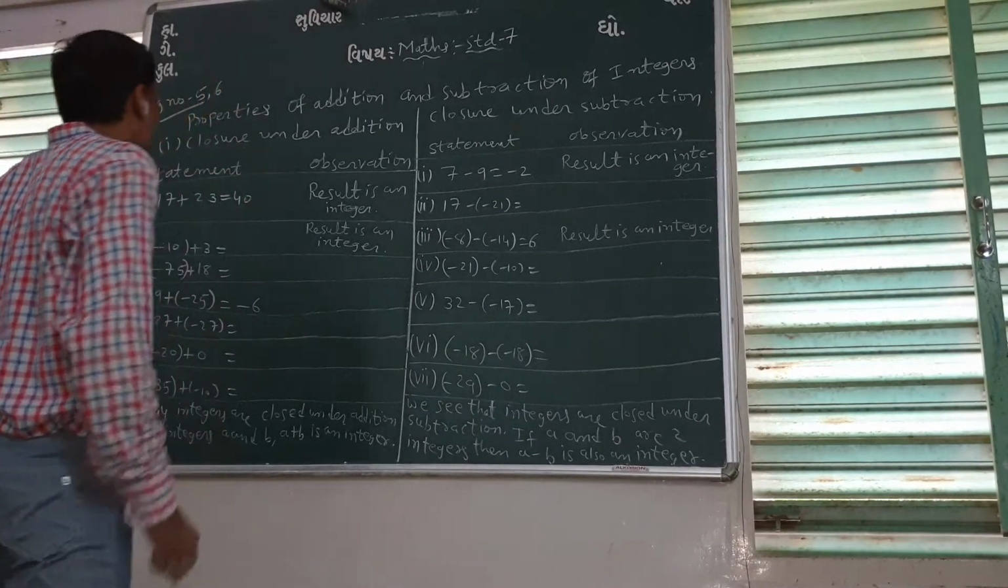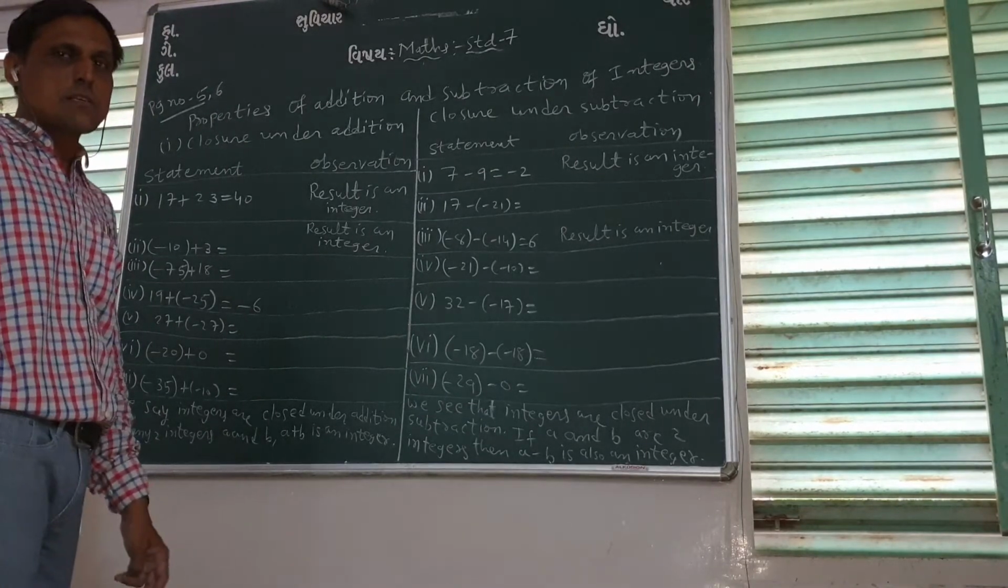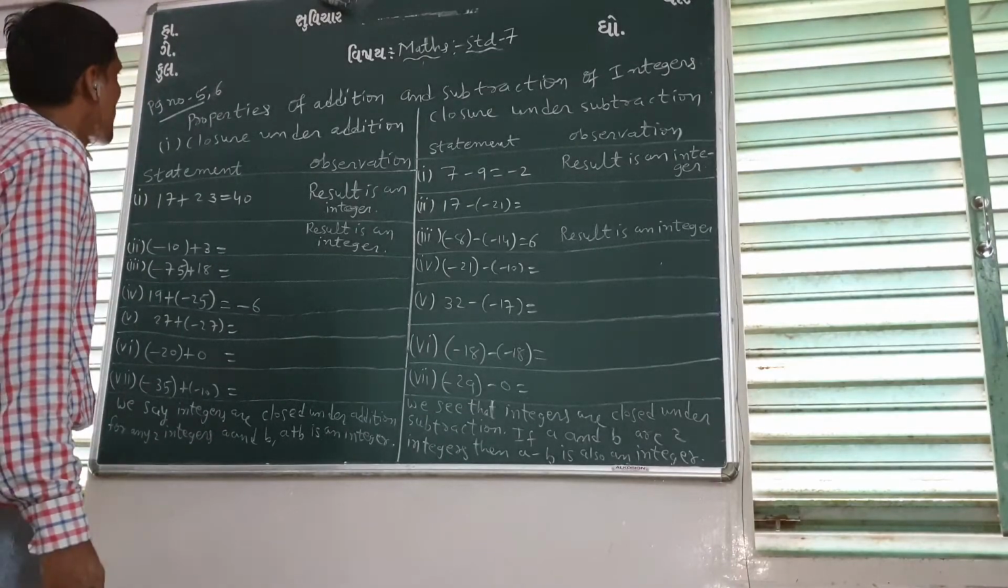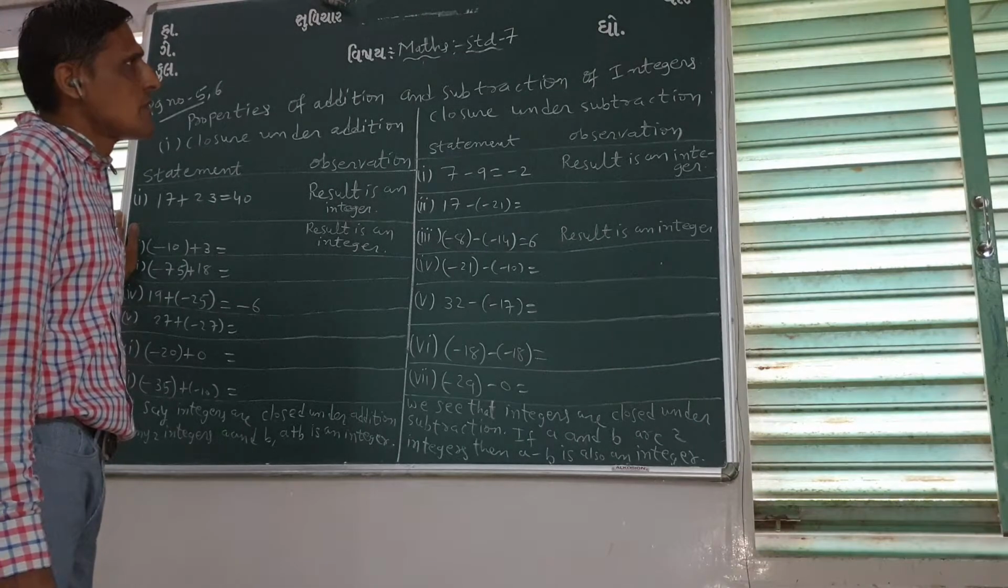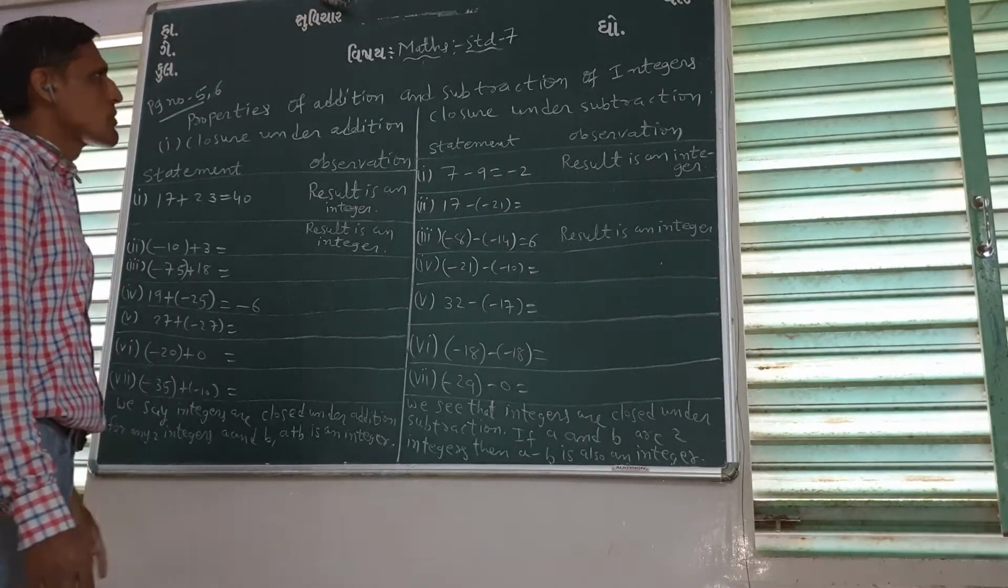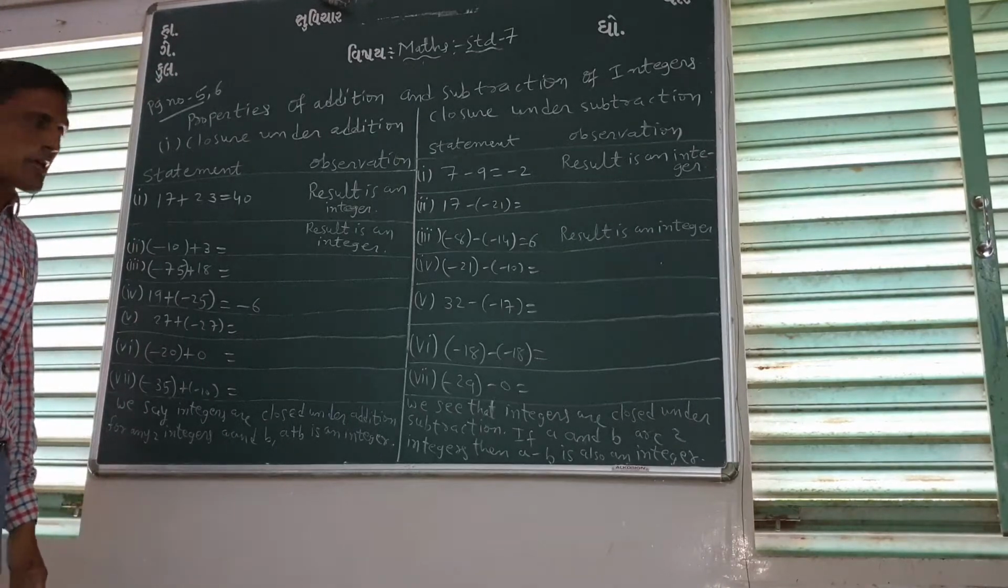Now we are doing page number 56. We have finished our exercise 1.1. Okay. Page number 56 पर क्या लिखा है? Properties of addition and subtraction of integers. उसमें क्लोजर प्रॉपर्टी अंदर एडिशन और सब्ट्रैक्शन बताया है.